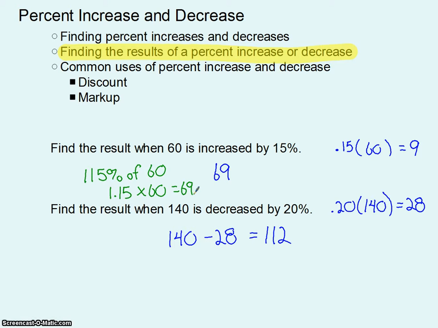For the second question, oftentimes they'll look at this and say, well, we're taking 100% of 140 and taking away 20% of it. Well, if you have 100% minus 20%, that's 80%. So they'll simply calculate 80% of 140, and they'll, again, get to 112.